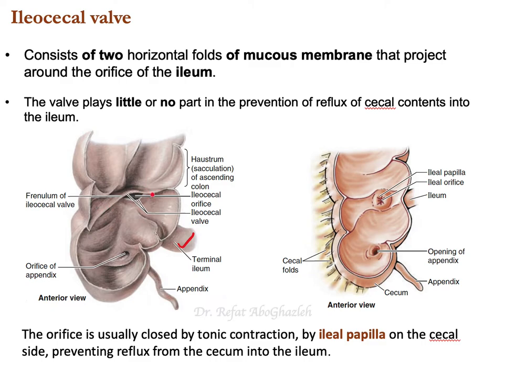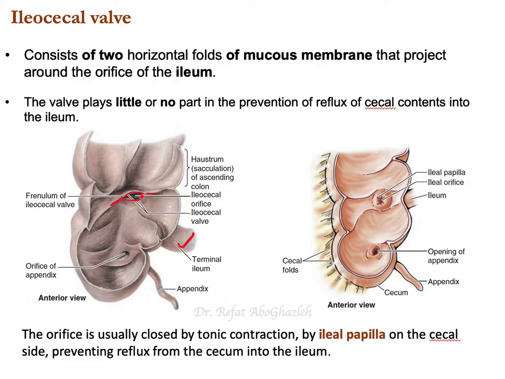But this valve, let us look at it here. It looks like two folds of mucous membrane. These mucous membrane folds we call ileocecal folds, you have one superior and one inferior. These folds unite laterally to form the frenulum. We call it the frenulum of the ileocecal valve. This is the frenulum, right? And these are the superior and inferior ileocecal folds, right?